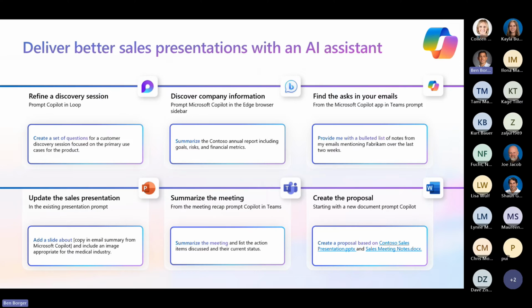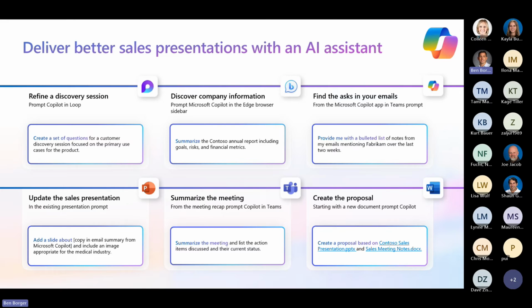So, what kind of prompts would we use in this case? For Loop, we'd ask it to create a set of questions for a customer discovery session. For Bing Chat Enterprise, we'd open up the customer's annual report in Edge, just on the web, and then pull out the Copilot sidebar and prompt it to summarize that document, including goals, risks, and metrics.